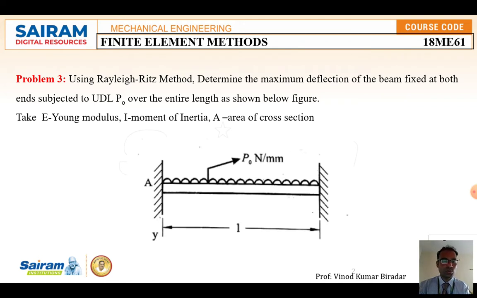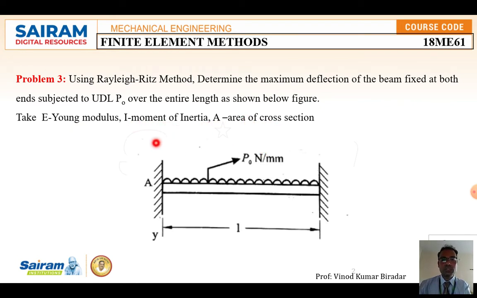Look at the question, given like this. I will read it out. Problem number three: using a Rayleigh-Ritz method, determine the maximum deflection of the beam fixed at both ends subjected to UDL, P naught, over the entire length as shown in the figure below. Take E equal to Young's modulus, I equal to moment of inertia, and A equal to area of cross section.